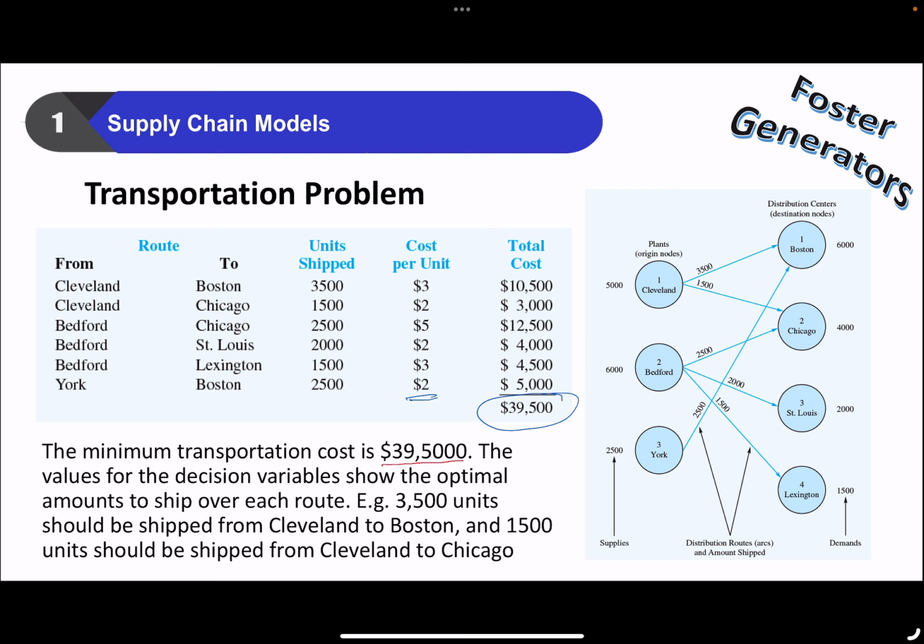The values for the decision variables show the optimal amounts to be shipped over each route. So 3,500 units should be shipped from Cleveland to Boston, 1,500 units from Cleveland to Chicago, and so on for the other plants. This is the final network that shows you the results of the transportation problem.